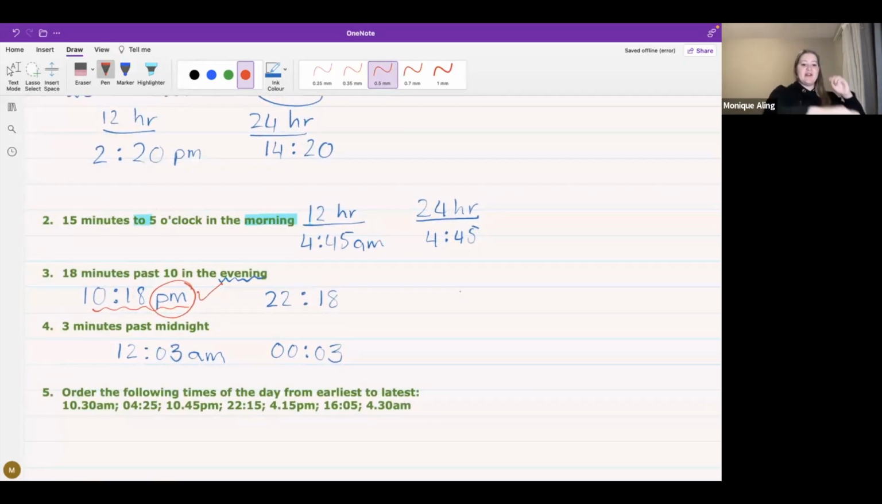Okay, looking at, I think, the last question for this evening, looking at the different time formats, so pay attention to AM, PM, 12-hour, 24-hour. Question 5, order the following times of the day from earliest to latest. Do not put this in the chat. This is going to be a bit confusing to read. So order these times from earliest to latest.